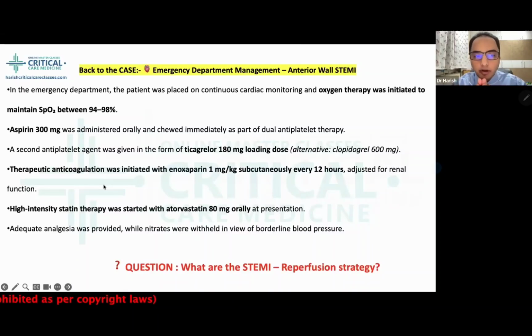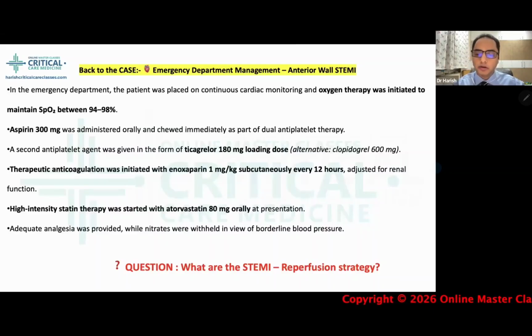Therapeutic anticoagulation with enoxaparin 1 milligram per kg, 12 hourly subcutaneous, we added. High intensity statin therapy, we gave atorvastatin 80 milligram orally. Adequate analgesia was provided, while nitrates were withheld because the patient was already having a borderline blood pressure.